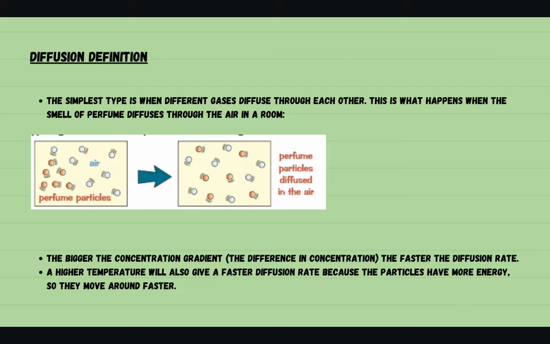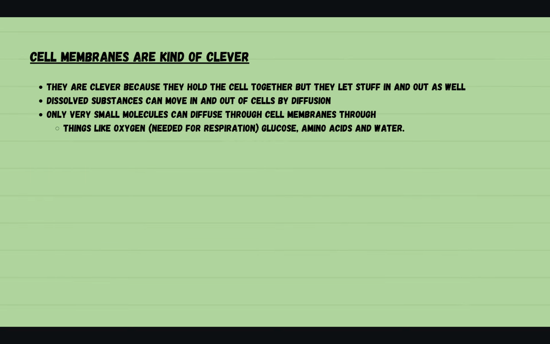A higher temperature will also give a faster diffusion rate because the particles have more energy, so they move around faster. Cell membranes are kind of clever. They're clever because they hold the cell together, but they let stuff in and out as well. Dissolved substances can move in and out of cells by diffusion.